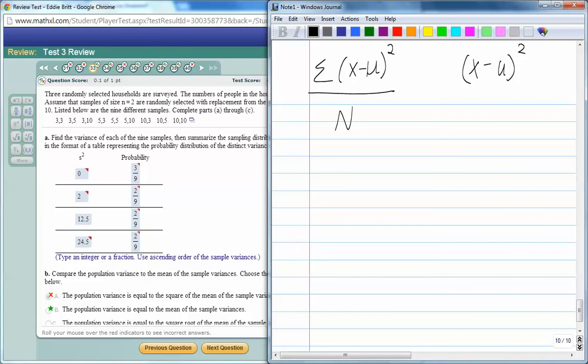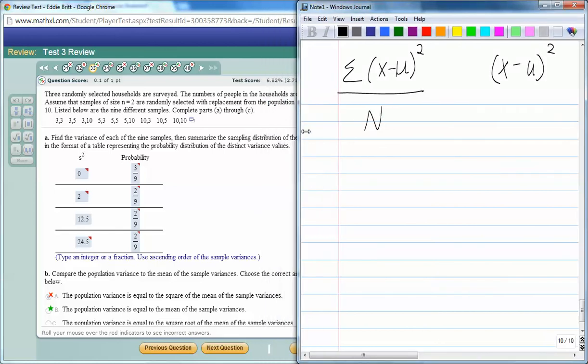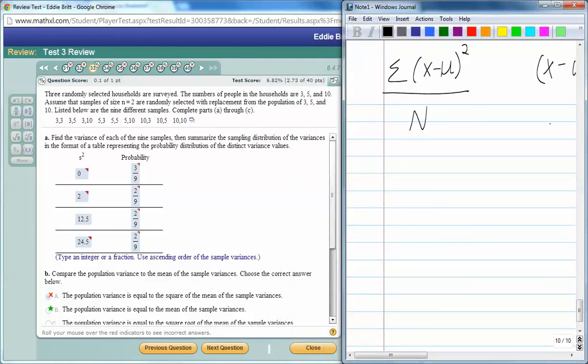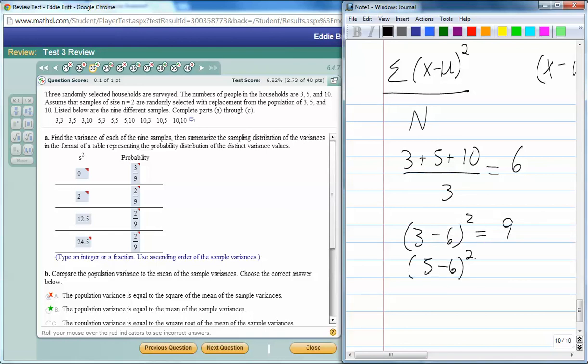So what's the first data item in my population? Let's say 3. We need to make sure we find the mean of the data items too. So to find the mean, you add them all up and divide by 3. So you get 6. Alright, so say 3 minus 6 squared. That's going to be negative 3 squared, or 9. Then say 5 minus 6 squared. That's going to be negative 1 squared, or 1.